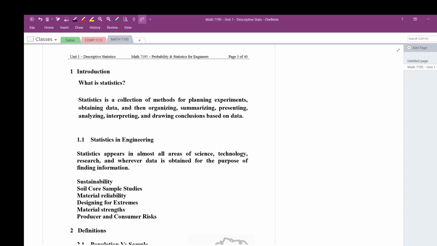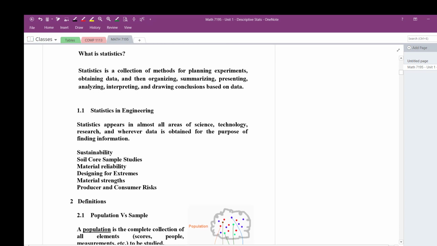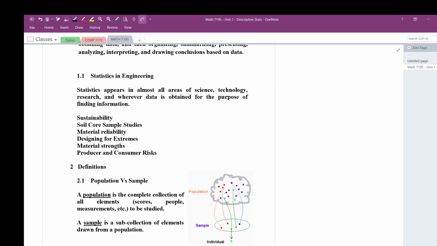In engineering, there are many uses of stats. I just made a little list here. Sustainability. And my mining students look at core sample studies. We can look at material reliabilities, designing things for extremes. Oftentimes we're looking at material strengths, or if we're in a manufacturing field, maybe we look at producer and consumer risks when analyzing assembly line type data.